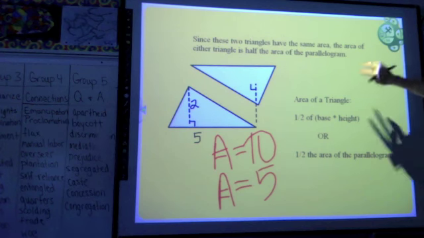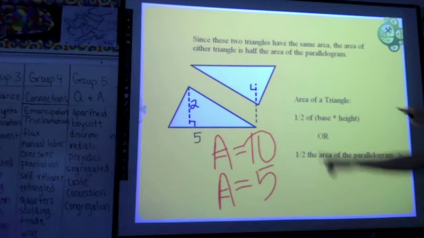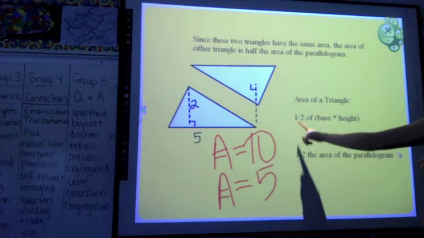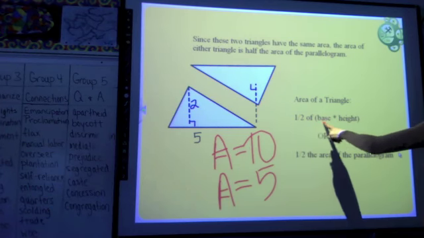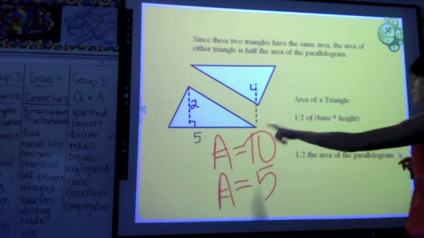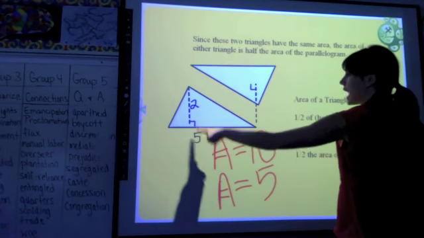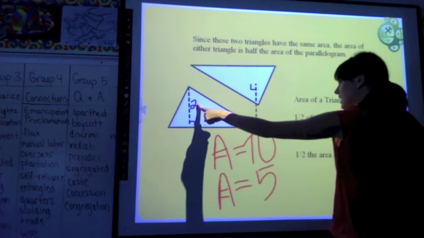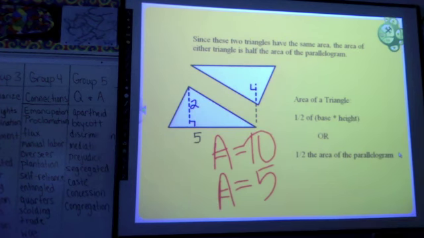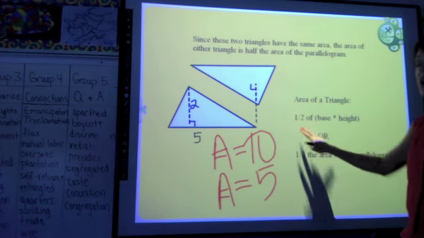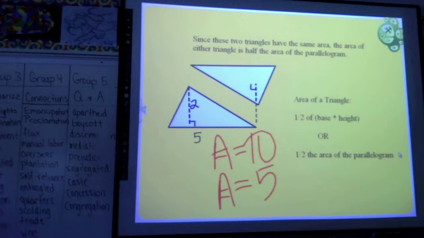Let's practice finding the area of different triangles. There are two ways that we can do that. We can find the area of a triangle by taking half of the base times height. So we still take the base and multiply it times the height, and then we divide our answer by 2. We divide it in half, and that's how we find the area of a triangle.